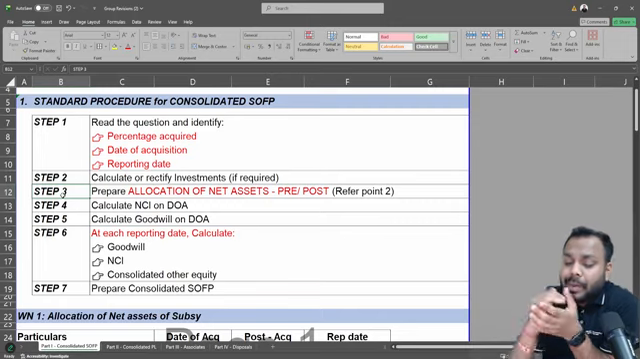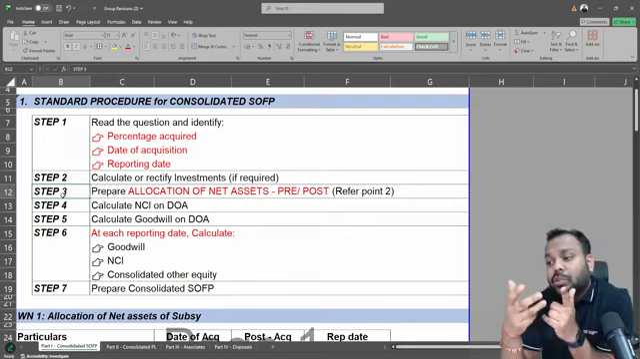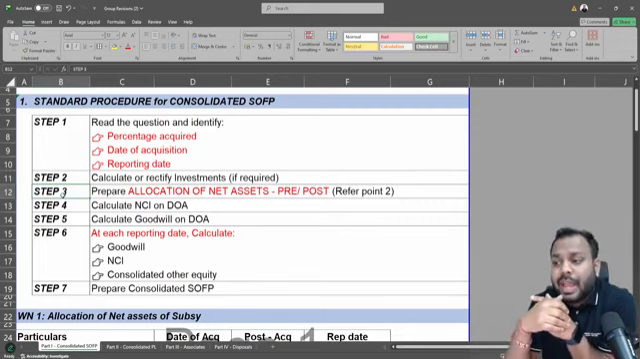Sir, can you give an example? Yes, brand name, customer list, publishing titles, right? They will also be recognized at their fair values. For example, contingent liability, indemnification asset, they can also be recognized at their fair values on date of acquisition.